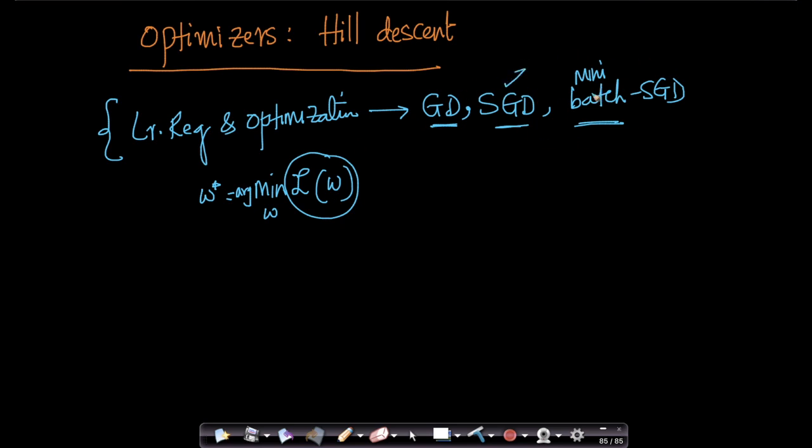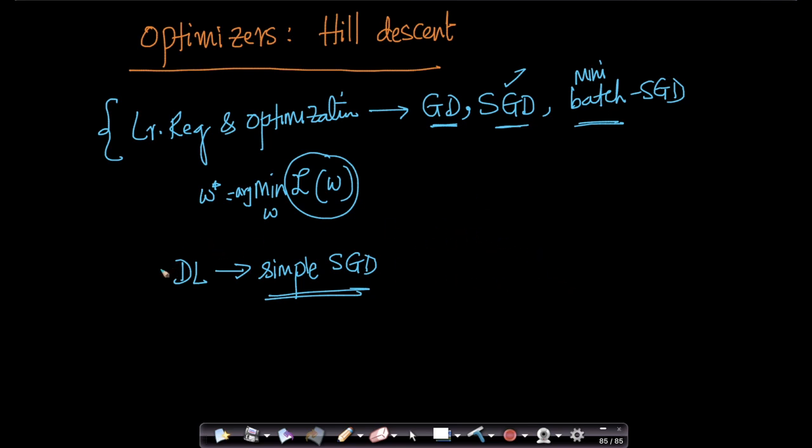SGD or variations of SGD have worked very well for us. But in the case of deep learning, simple SGD, or even batch SGD or mini-batch SGD, cannot solve all the problems very well. We'll see why, what problems it has and things like that.